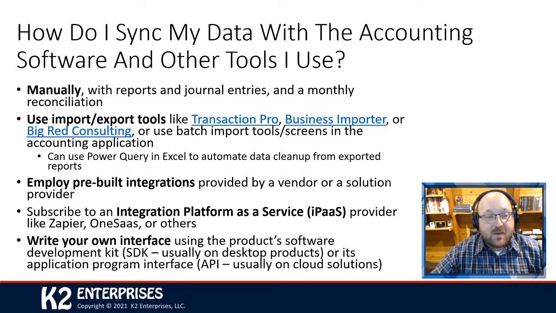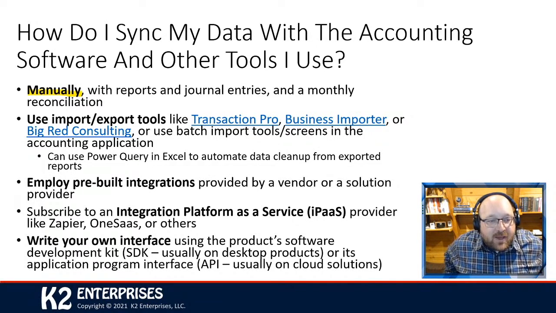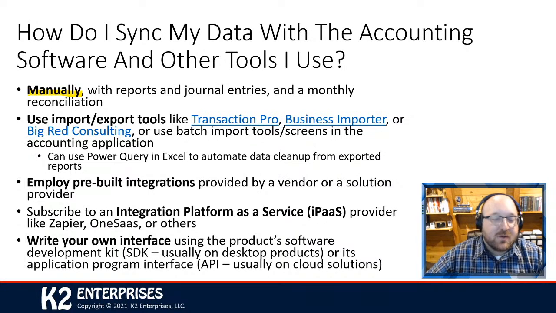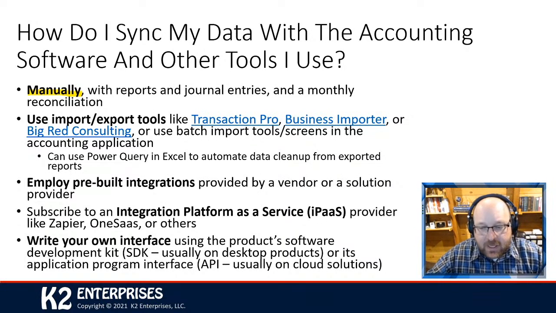So the most obvious way of handling this would be manually. In the manual method, we're typically doing journal entries. We are typically running reports. We're doing some sort of manual reconciliation to pull data in and out. Okay, we can always do that.